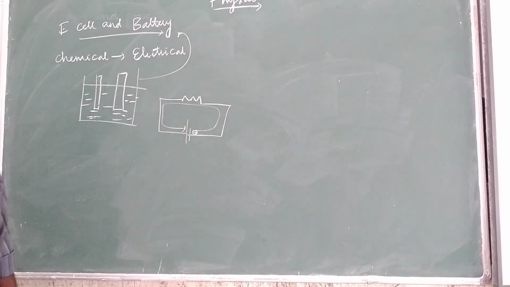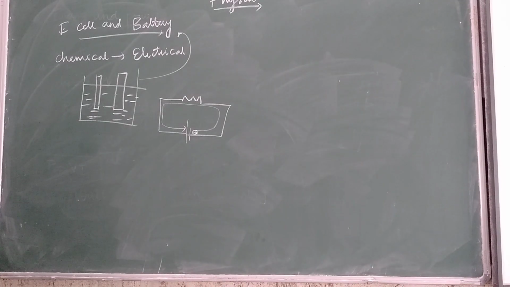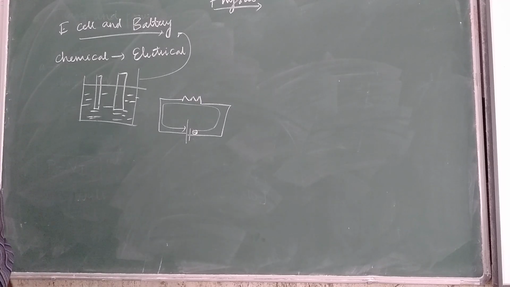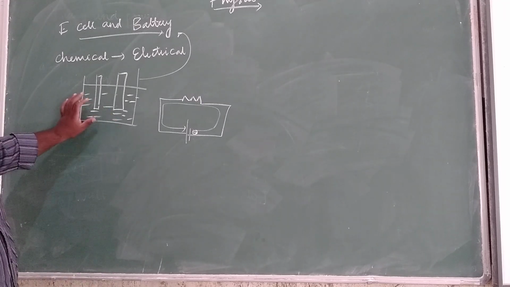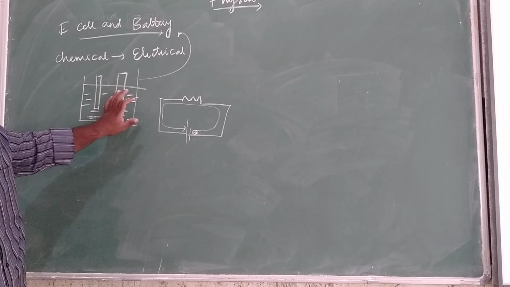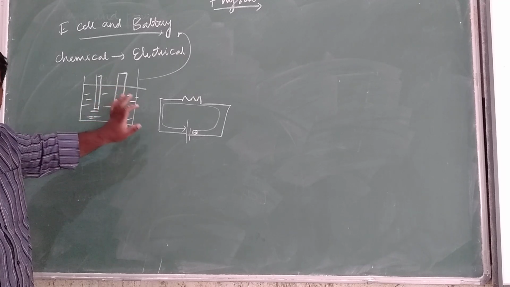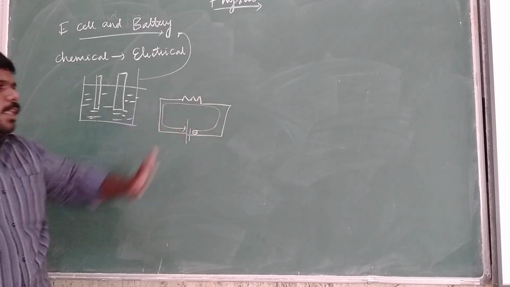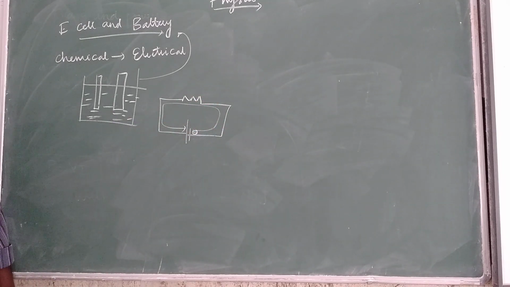Clear? So guys, what is an electric cell? An electric cell is a device which is used to convert chemical energy into electrical energy. It consists of two electrodes immersed in an electrolyte solution. Similarly, several cells connected together form an electrical battery.